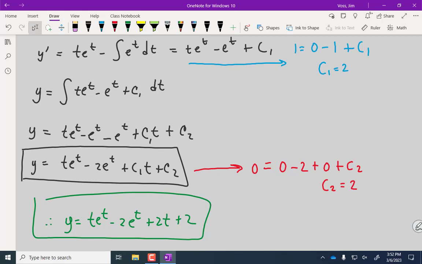Why is it plus 2t? Like 2t? Right here? Yeah. That's because our c1 is 2. Yeah, but why does it have a t on it? So when you get your first antiderivative right there, when you integrate that, you're going to get a c1t. If you integrate a constant, you end up with that constant times t.